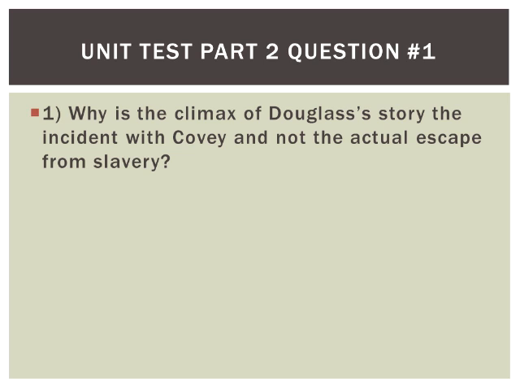So here's the first question. Why is the climax of Douglas's story the incident with Covey and not the actual escape from slavery? So we need to get to that part of the book to understand that incident and how that is the climax of the story. And what is climax again? The highest point of the story. Yes, highest point of the story.